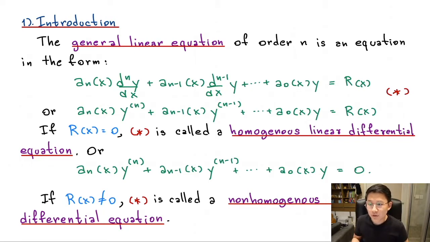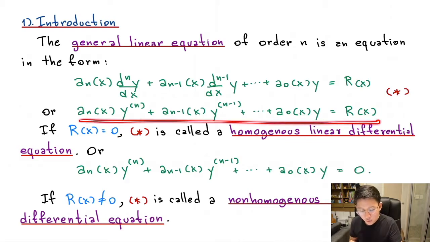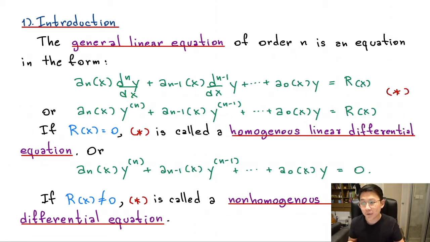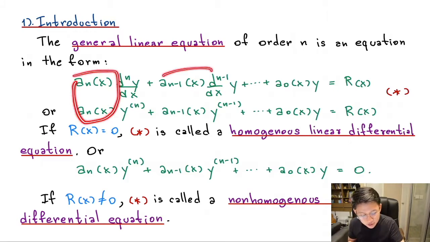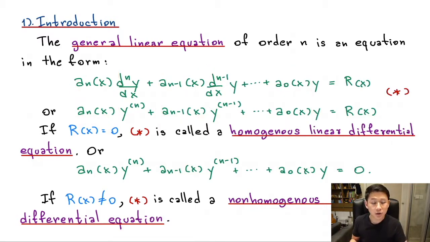Or we can write it in this form, where y^(n) is the nth derivative of y, and y^(n-1) is the (n-1)th derivative of y. The point is that the coefficients must be functions of x, and the right hand side needs to be a function of x too. If they are in this form, we call them general linear equations. And if R(x) is 0, we call this equation a homogeneous linear differential equation.